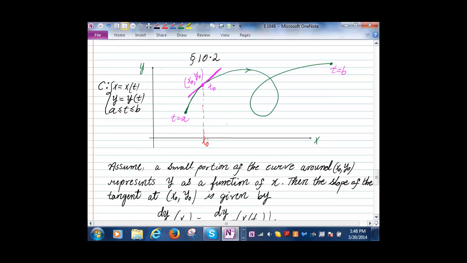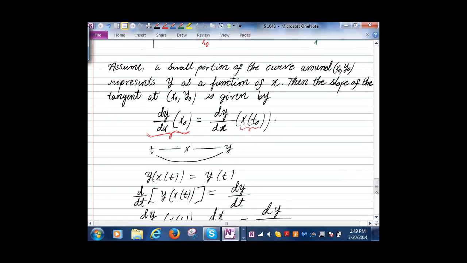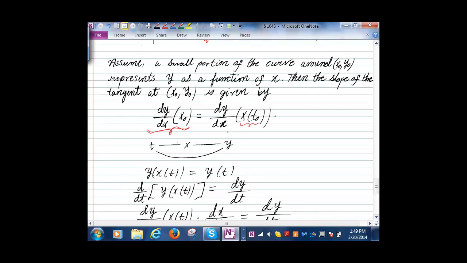So because y is a function of x, then I know that the slope is given by the derivative of y with respect to x evaluated at x0. However, what is x0? x0 is basically the value of the function x at t0, right? That's the x coordinate at time t0. Now, my question is then, how do I compute this derivative? How do I compute this right-hand side?